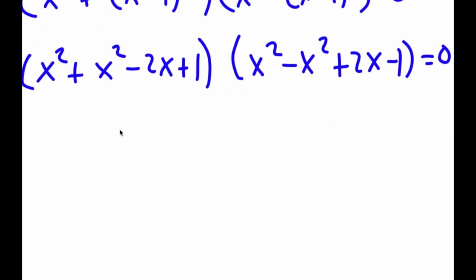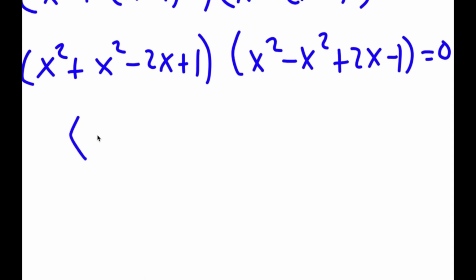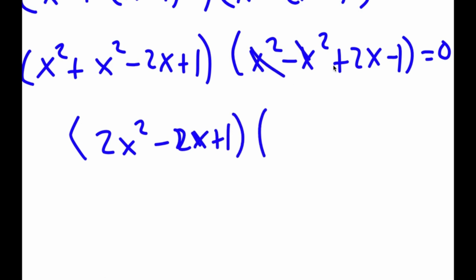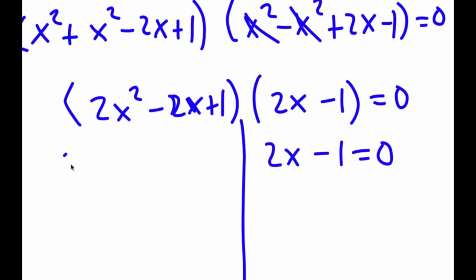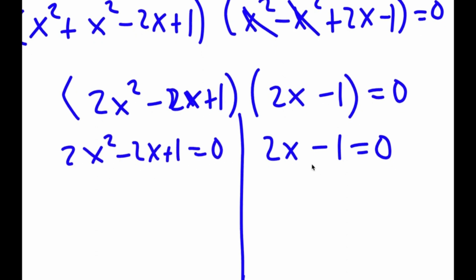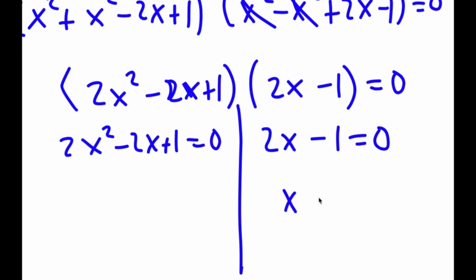So now, let's go ahead and simplify this. x squared plus x squared is 2x squared. So I have (2x squared minus 2x plus 1) times, the x squared terms cancel out, so just (2x minus 1), is equal to 0. So now this gives me two equations. I have 2x minus 1 is equal to 0, and I have 2x squared minus 2x plus 1 is equal to 0. So for 2x minus 1 equals 0, x is simply equal to 1/2.